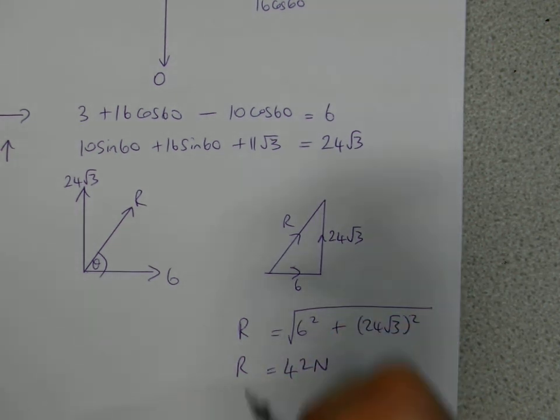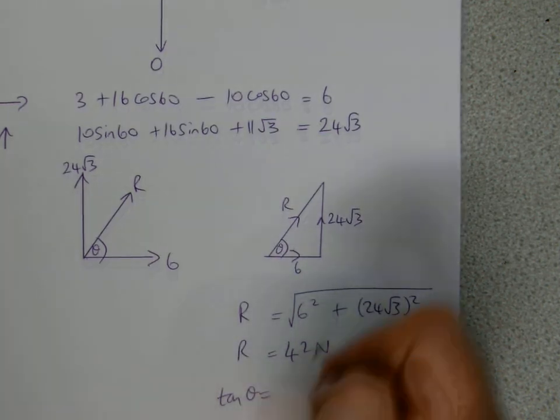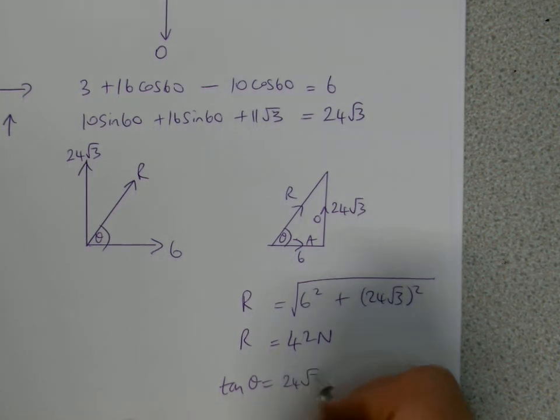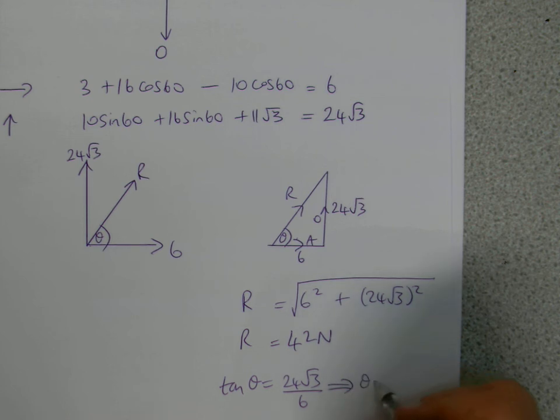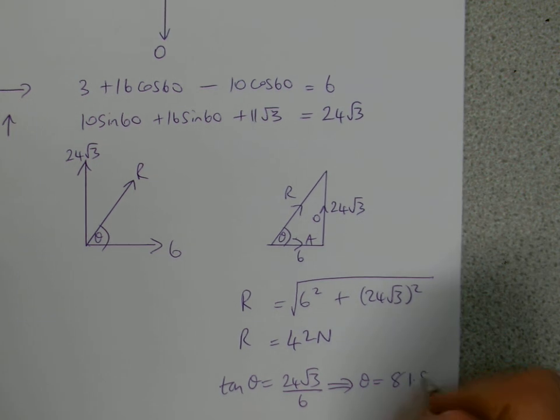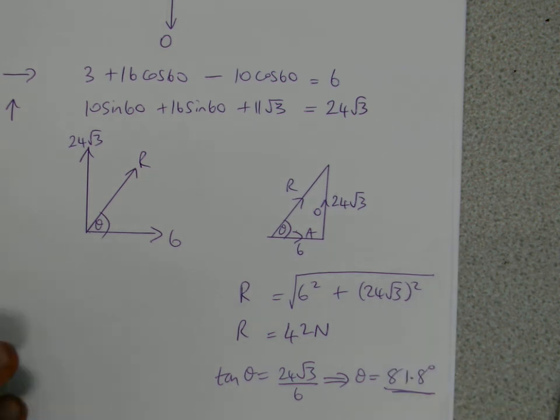And then to get the angle, of course, this angle here, we'll just use tan theta, because it'll be the opposite over adjacent. So opposite is 24 root 3, adjacent is 6. So that will then imply that theta equals tan to the minus 1 of that. So if I do tan to the minus 1, I get out 81.8. We go for 1 decimal place with the angle, 81.8 degrees. Spot on.